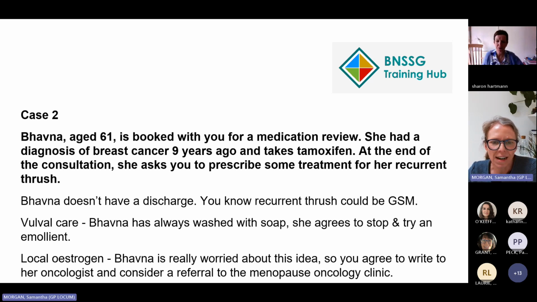So really, this is around thinking about the genitourinary syndrome of the menopause. And actually, when you talk to Bhavna, she doesn't have that sort of itchy white discharge that might be typical of thrush. And you know that women who are presenting with recurrent thrush around menopause could be experiencing the genitourinary syndrome of menopause. So you can ask a bit more about her symptoms, the impact they're having on her life and on her sexual life as well.